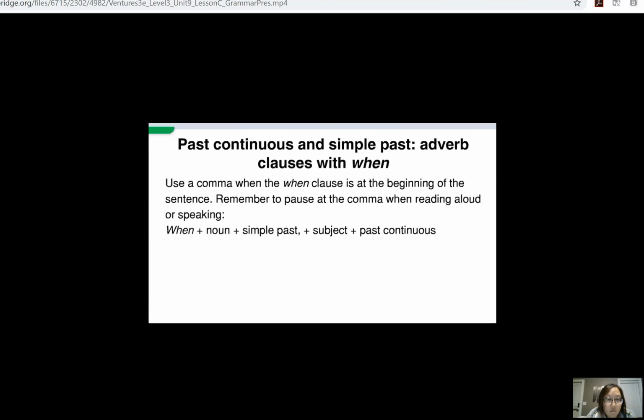Past continuous and simple past. Adverb clauses with when. Use a comma when the when clause is at the beginning of the sentence. Remember to pause at the comma when reading aloud or speaking. When plus noun plus simple past plus subject plus past continuous. When the phone rang, she was sleeping.